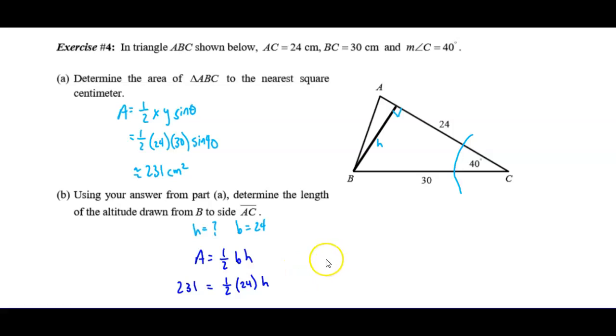So this 1/2 of 24 is 12. If I just divide 231 by 12, I'm getting 19.25. So that's just another way to make use of the area formula. We have the altitude now drawn from B to AC.